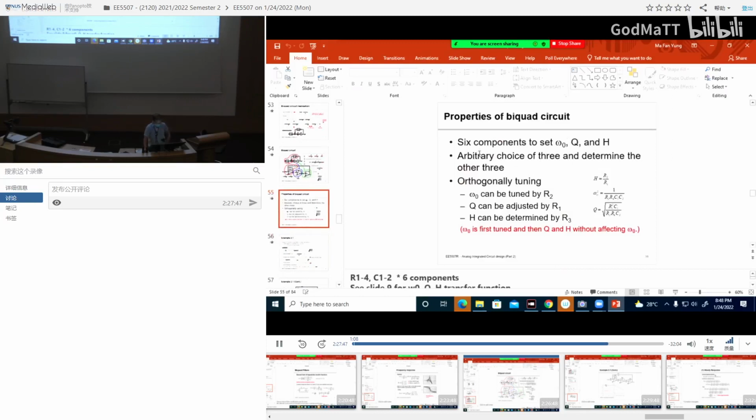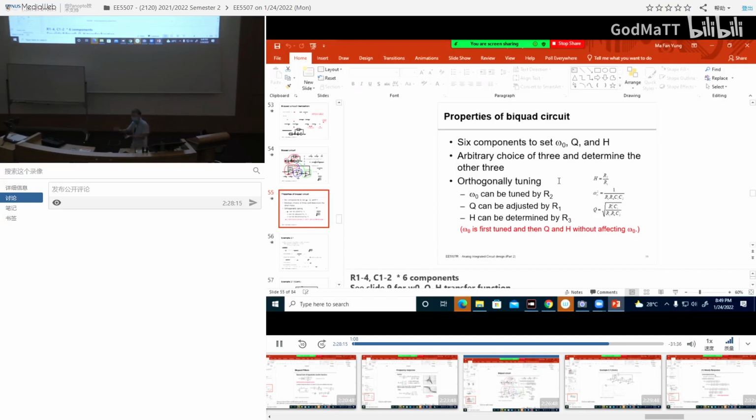So you have 6 components, 6 unknowns, but only three performance values: omega 0, Q, and H. So arbitrarily you just choose any 3 and then work out the other 3. And then we do what we call tuning. Tuning means adjusting.